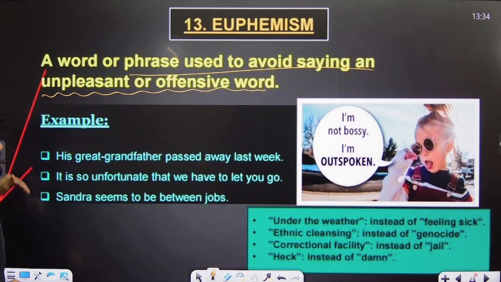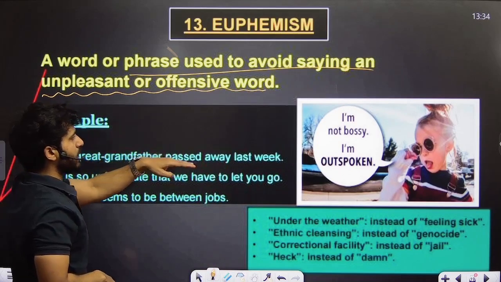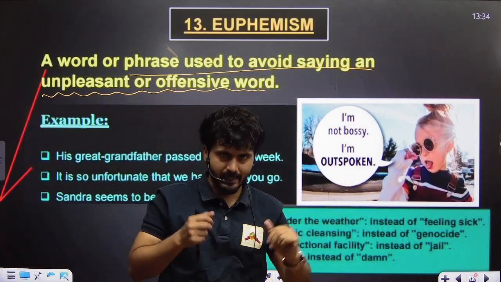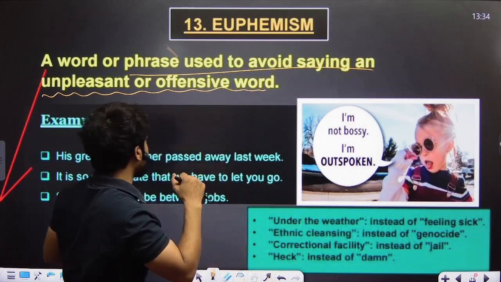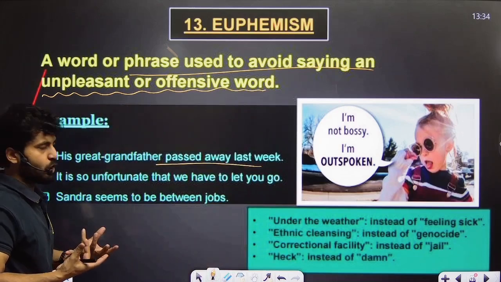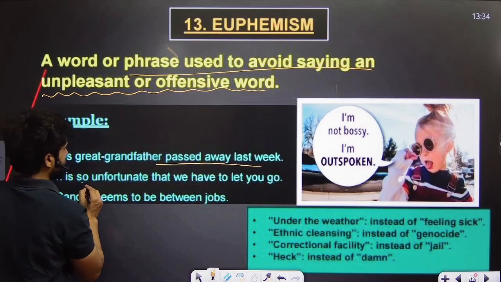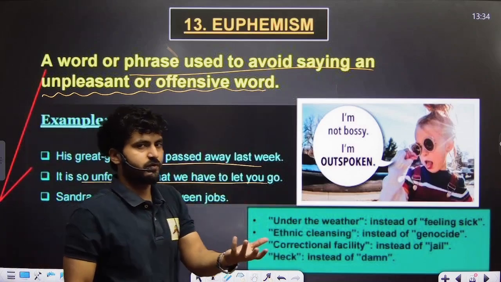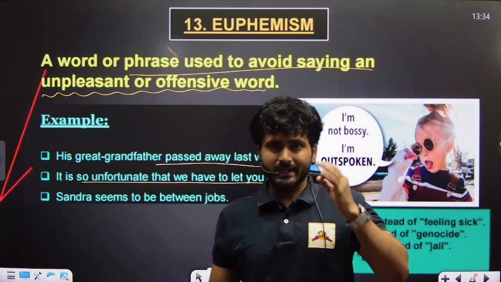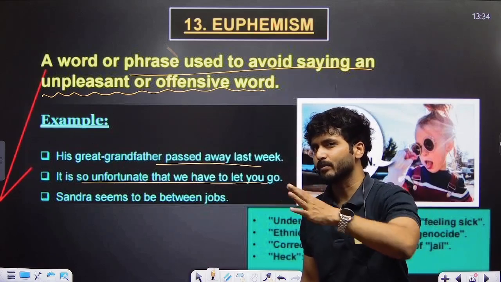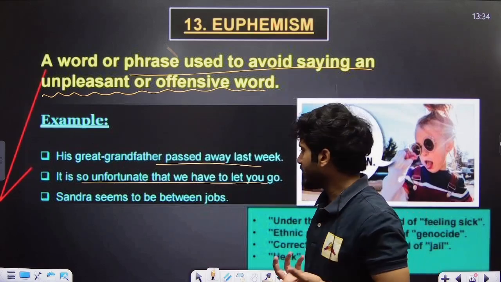For example, his great-grandfather passed away last week. It could have been said directly, his great-grandfather died. He is no more. But he passed away last week is said in a more formal way. Or, it is so unfortunate that we have to let you go. वो जा रही हैं, तो it's so very unfortunate to let you go. It is being said in a manner that is not considered unpleasant to the listener or the reader.